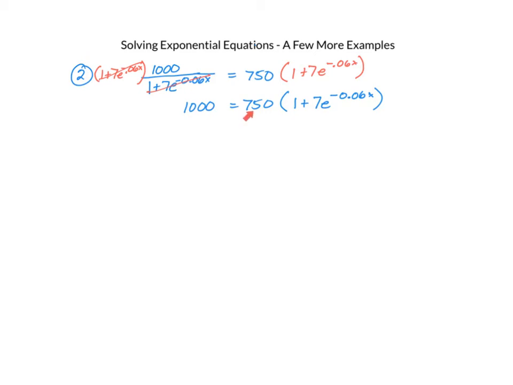You can either distribute the 750, that works very well, or you can divide both sides by 750. I think that's what I'm going to do. I'm going to divide by 750. But either way is totally fine. So when I divide by 750, my next line will look like this.